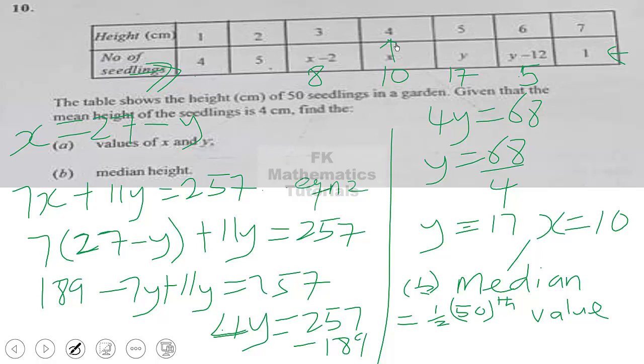Now if I had added from the left, I will get 1. 1 plus 5 is 6. 6 plus this is 23. So that one is pointing to the 4. So median is equal to 4. Median is equal to 4.